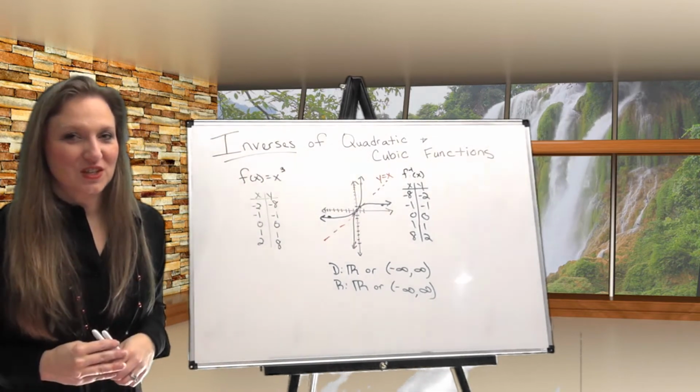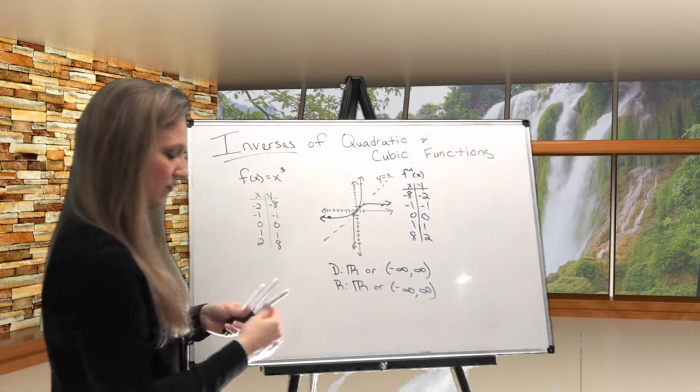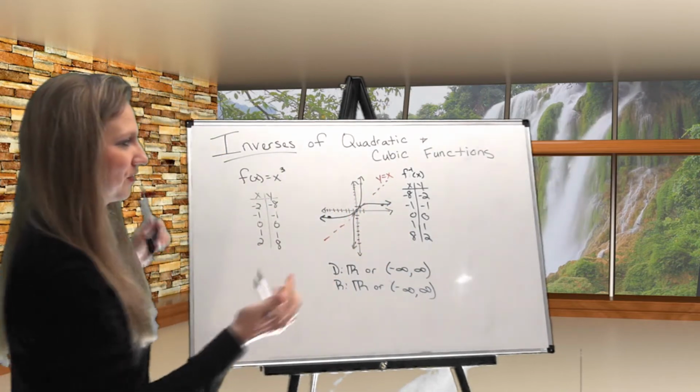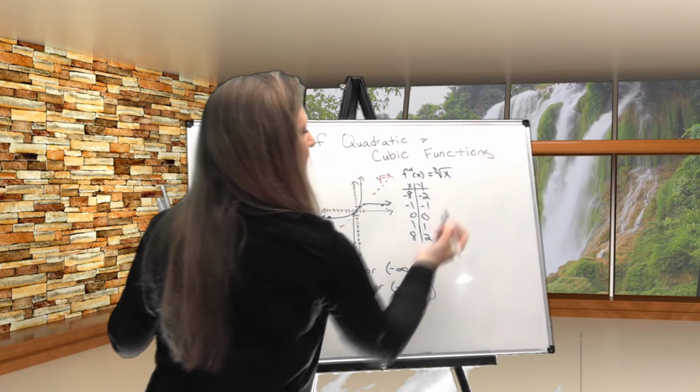So that's what a cubic function looks like. And as we graph the cubic function inverse, the name of that cubic function inverse is the cube root function.